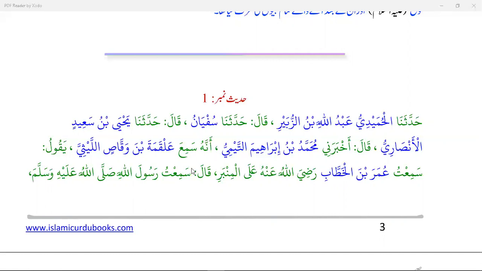Doctor Rizwana, continue. Ala al-minbar, from the pulpit, on the pulpit. He said, I heard Rasulullah sallallahu alayhi wa sallam, I heard from Rasulullah, may peace be upon him.